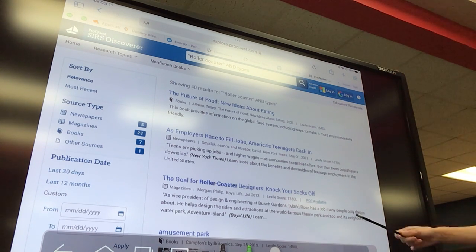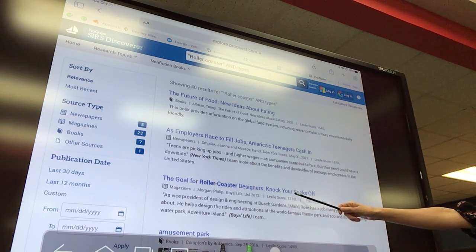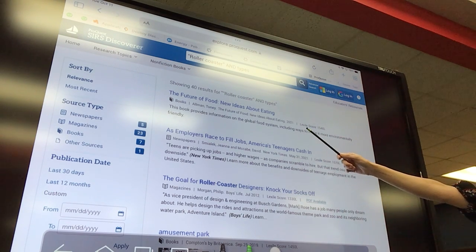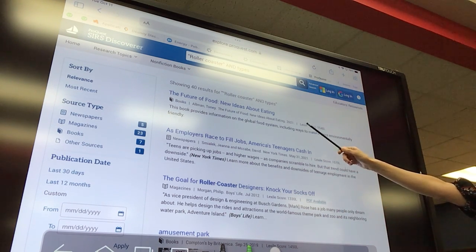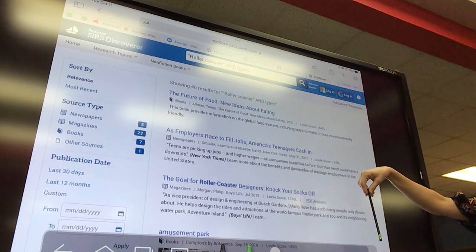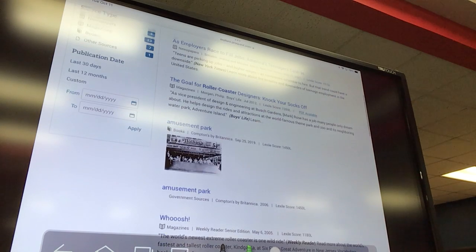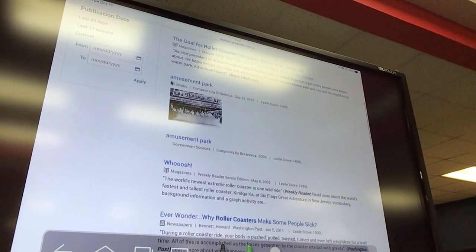So this would be a good one. The goal of roller coaster designers, knock your socks off. Now this one, the future of food. Is that going to help me? No. So you've got to go through these resources and see which ones would really help you figure it out. Does that make sense? So if you don't have a question, just knowing about the different types could help you. Knowing about the different turns could help you. And those are things that you can type in and search, okay? You have questions?